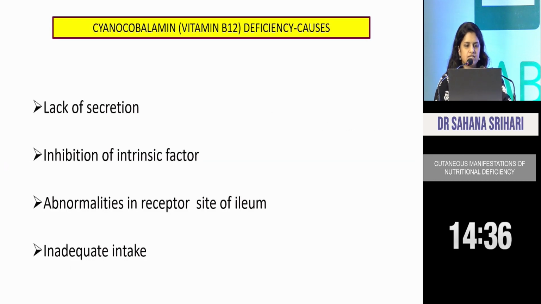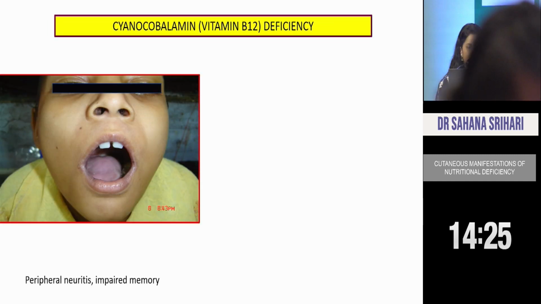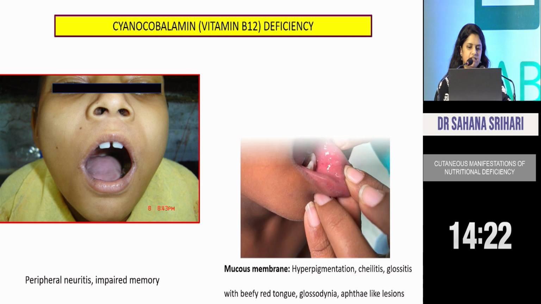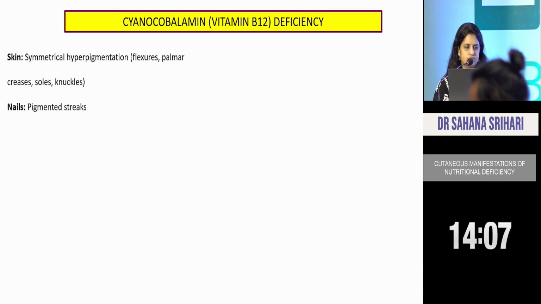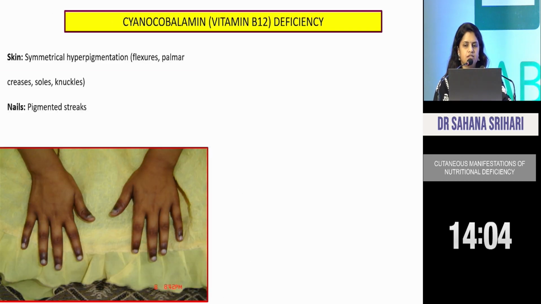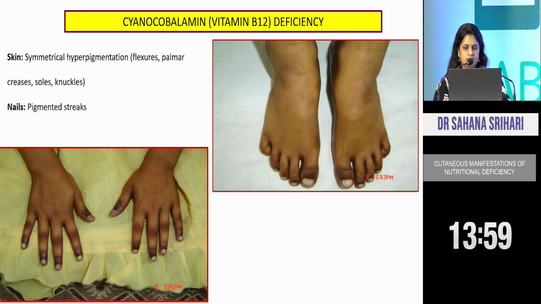Now coming to B12 or cyanocobalamin deficiency, causes can be lack of secretion, inhibition of intrinsic factor, abnormalities in receptor site of the ileum, or inadequate intake. Features can be angular cheilitis and aphthae-like ulcers as shown here. We'll have to differentiate it from other lesions in the oral cavity, like Koplik spots, which Sir was discussing. There can also be hypopigmentation and a beefy red tongue. In the skin, there is symmetrical hypopigmentation mostly on the knuckles. The nails can show pigmented streaks.